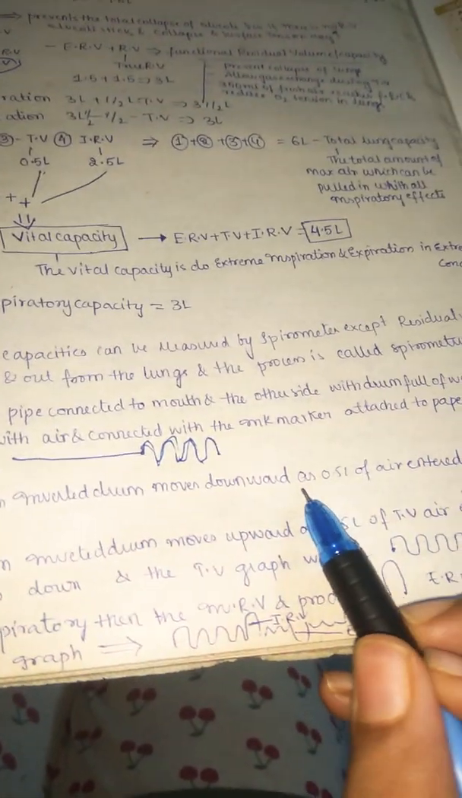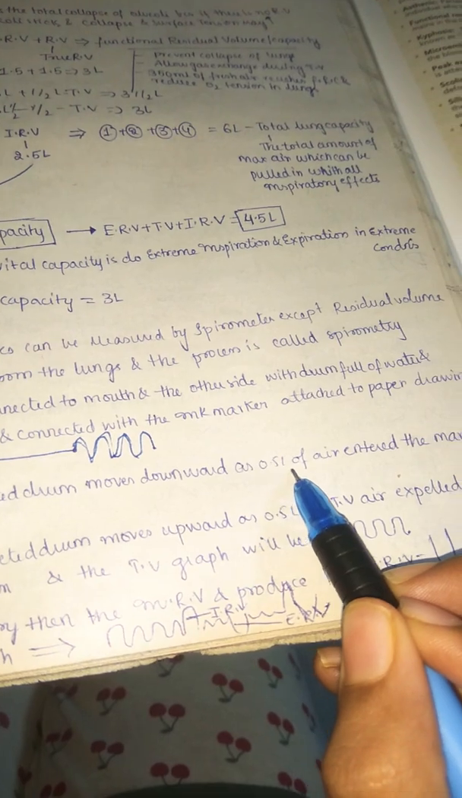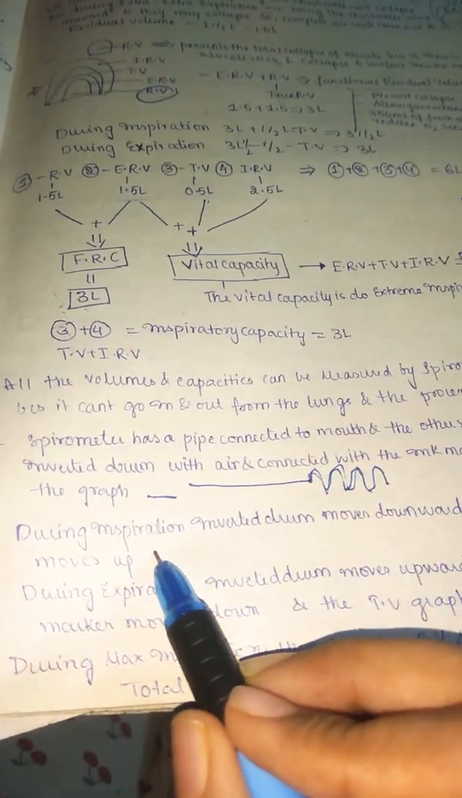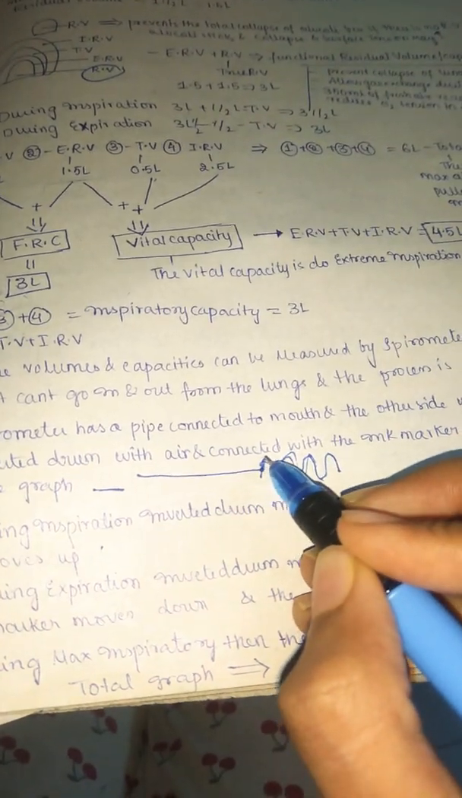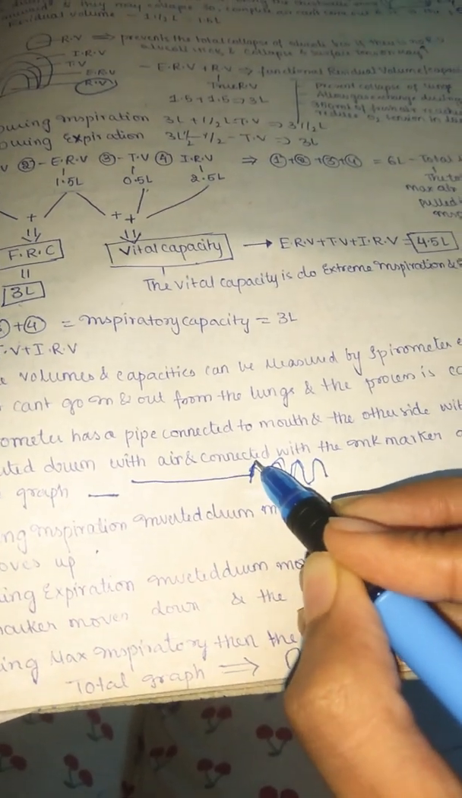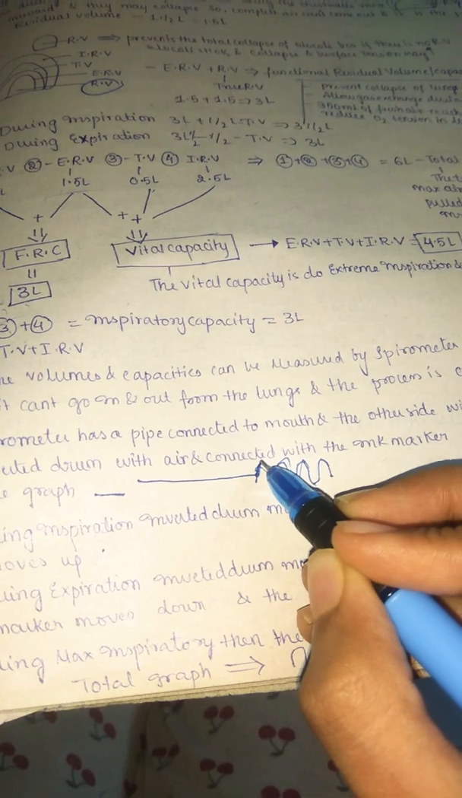So during inspiration, the inverted drum moves downward as 0.5 liters of air enters, that is, tidal volume has entered. So the marker moves up. You can see in inspiration the marker is moving up, because to the functional residual volume the tidal volume is added, that is 500 ml. So the marker moves up.